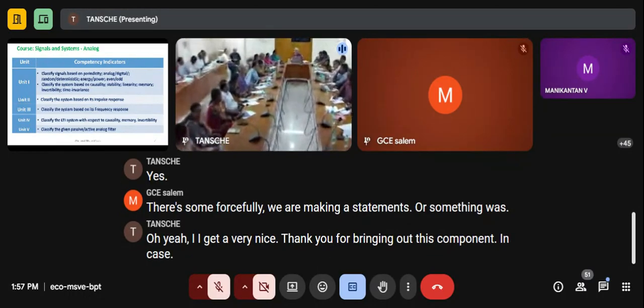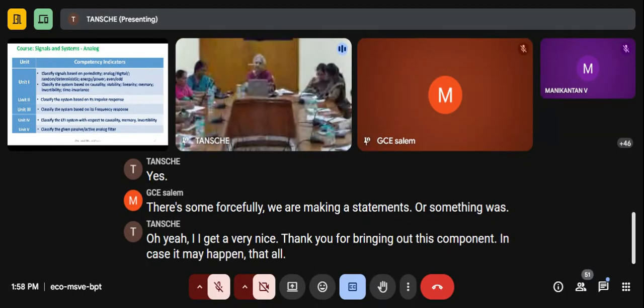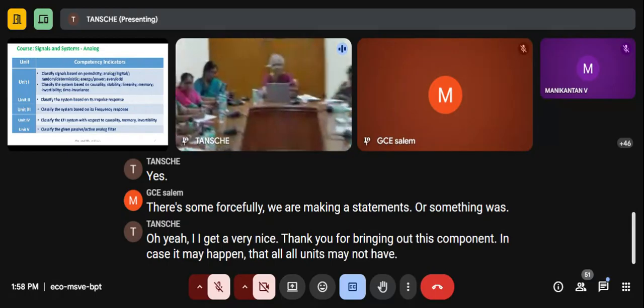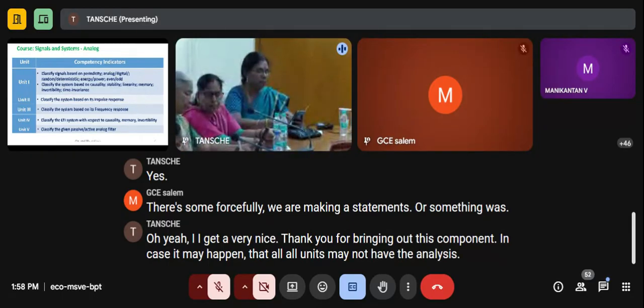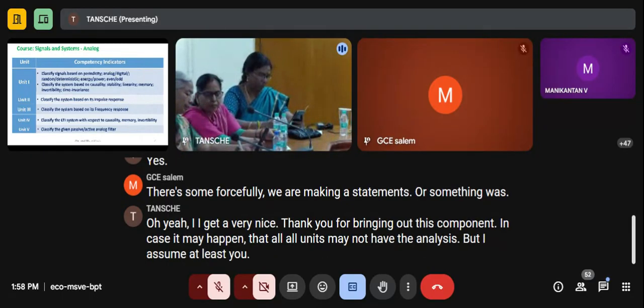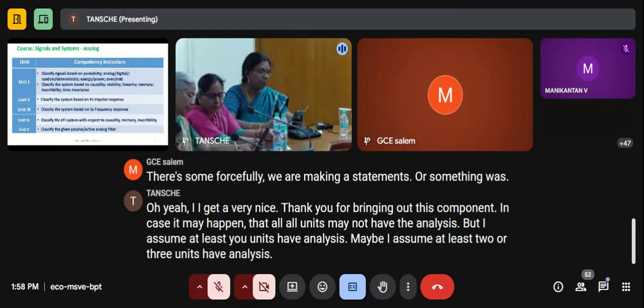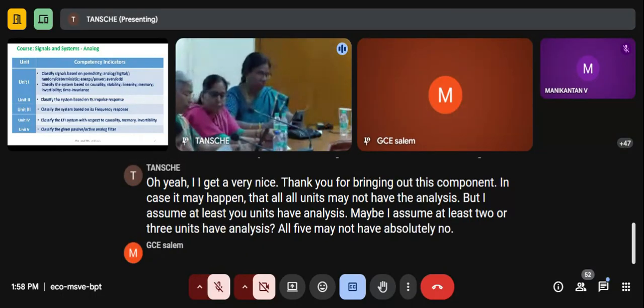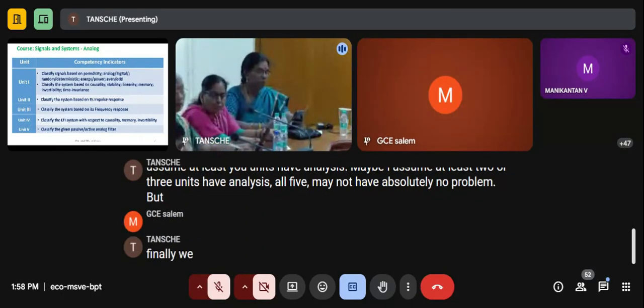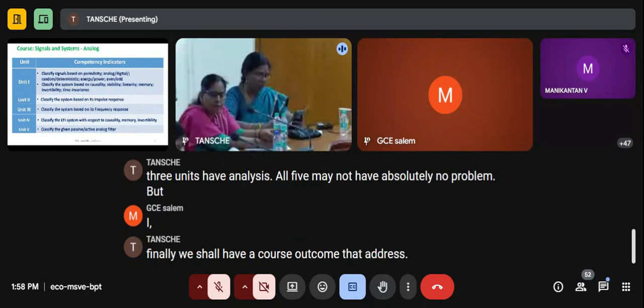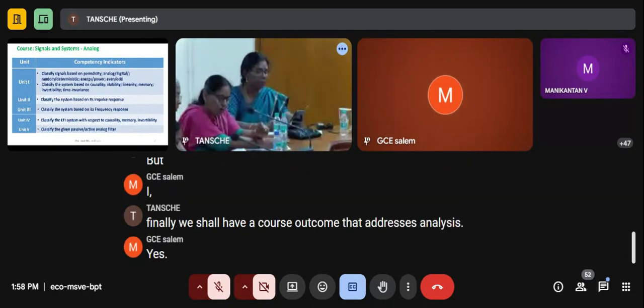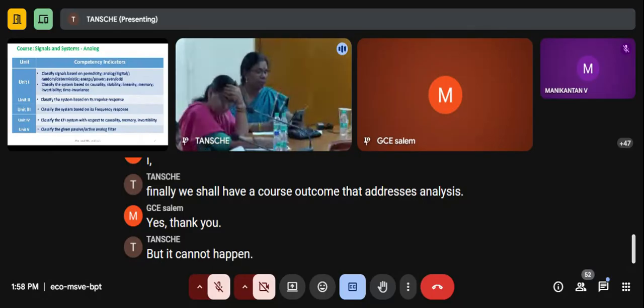In case it may happen that all units may not have the analysis, but I assume at least two or three units have analysis. All five may not have. Absolutely no problem. But finally, we shall have a course outcome that addresses analysis. But it cannot happen that no unit has analysis. Then it's a serious concern.